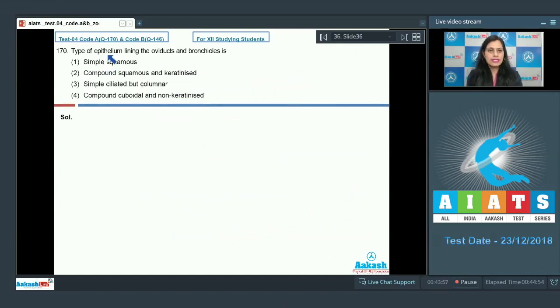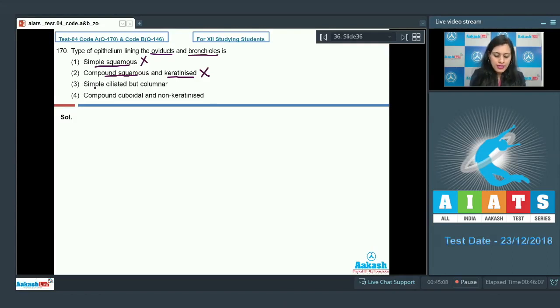Question number 170. Type of epithelium lining the oviduct and bronchioles. The very first option given is simple squamous, and this is an incorrect option because simple squamous epithelium is suitable for surfaces where filtration or exchange of material or gases is necessary, for example in the wall of blood vessels. The next option given is compound squamous and keratinized, and this is also incorrect because keratinized epithelium features on surfaces which require protection from water.